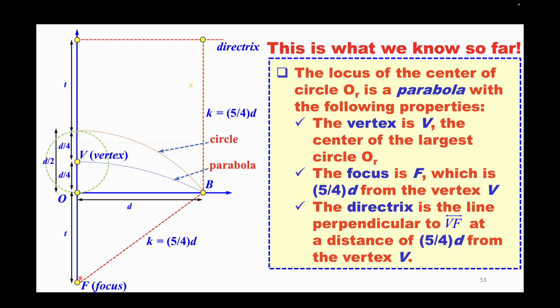The locus of the center of the circle OR is a parabola with the following properties. The vertex is V, the center of the largest circle OR. The focus is F, which is 5/4 times D from the vertex. The directrix is the line perpendicular to VF, at the distance of 5/4 times D from the vertex F.